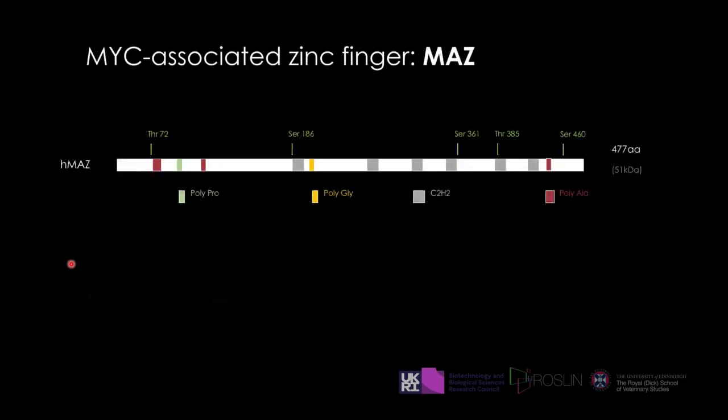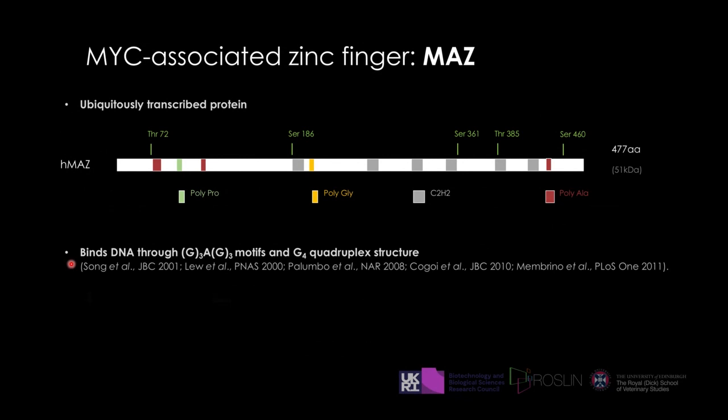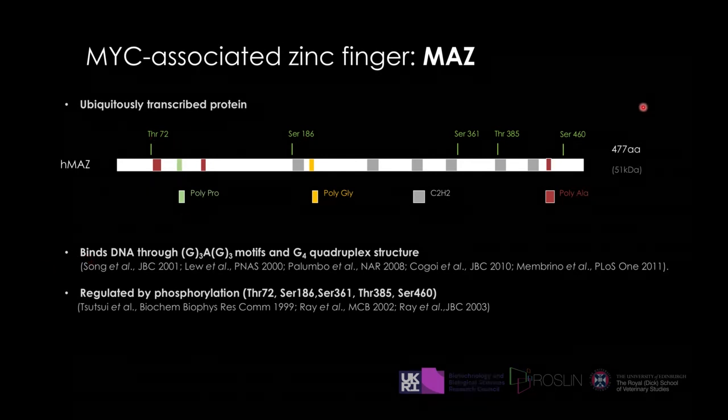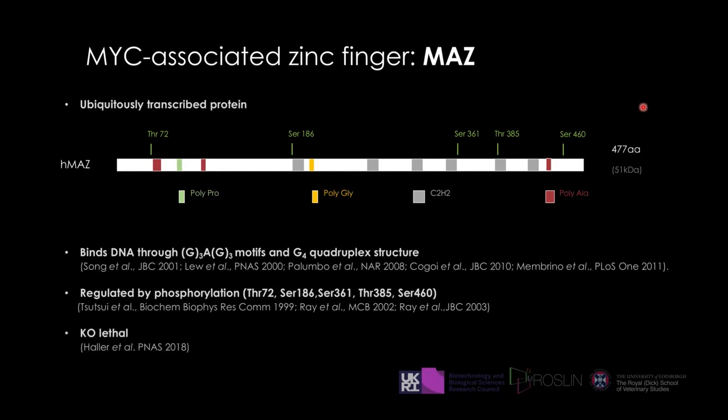So what is MAZ? MAZ means Myc-associated zinc-finger protein. It is a ubiquitously transcribed protein. It binds DNA through a GC-rich sequence, so G3 motifs, and also G4 quadruplex structure. It is regulated by phosphorylation. You can see there are 5 phosphorylation sites on the top here. Most of the time, phosphorylation increases the binding activity of MAZ. And fairly recent papers show that knockout of MAZ is lethal, so the embryo dies around birth.